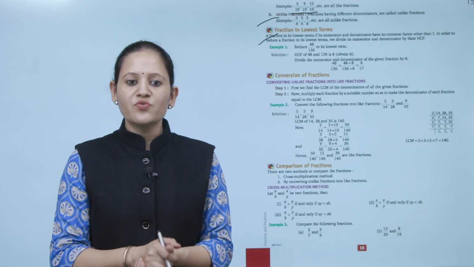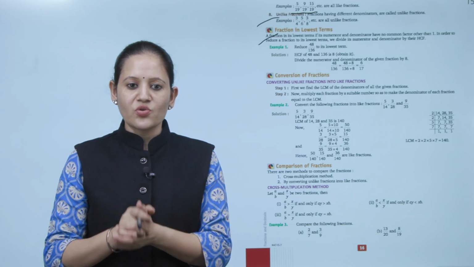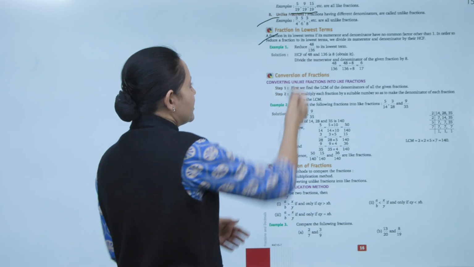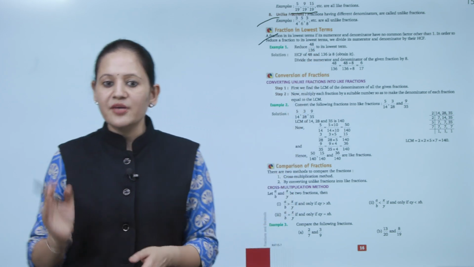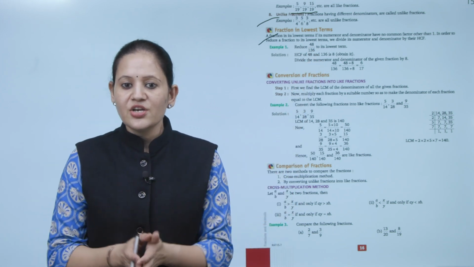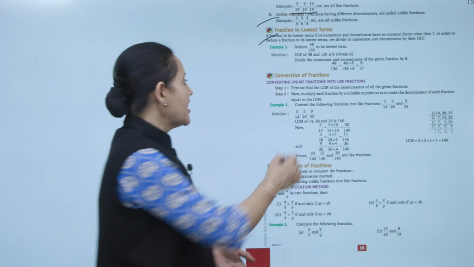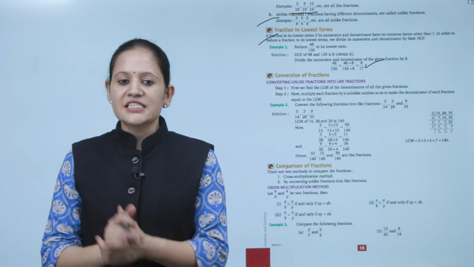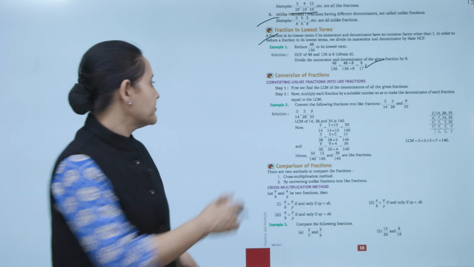For example, reduce 48 upon 136 to its lowest term. So first we will take out the HCF of 48 and 136, that is 8. So divide both the numerator and denominator by 8. So we will get 6 upon 17. That is the lowest form of the given fraction. Next is conversion of fraction.